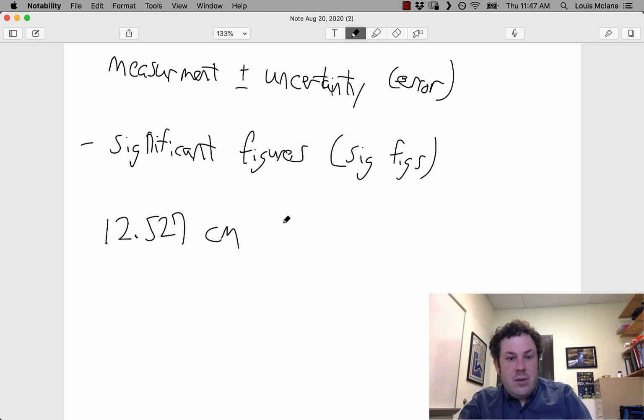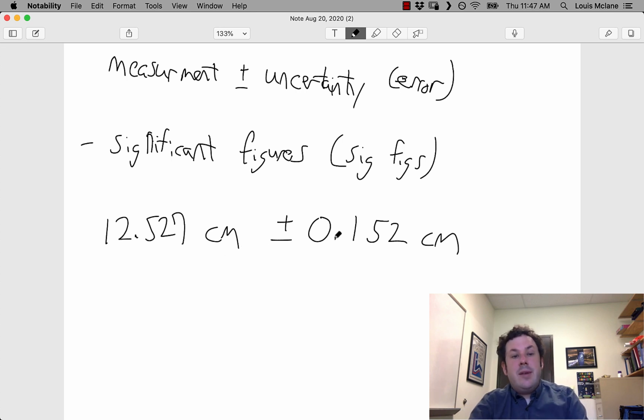So let's say you have an uncertainty on this value, like I wrote above, measurement plus or minus uncertainty. We have an uncertainty of 0.152, also centimeters, let's say. You'll notice here I put a 0 in front of the decimal point. That's good practice to get into, because decimal points can sometimes be small, and if they disappear, it might look like you have 152. So if you had 12.527 plus or minus 152 centimeters, that's going to be a big problem. So make sure you put a 0 before the decimal point.